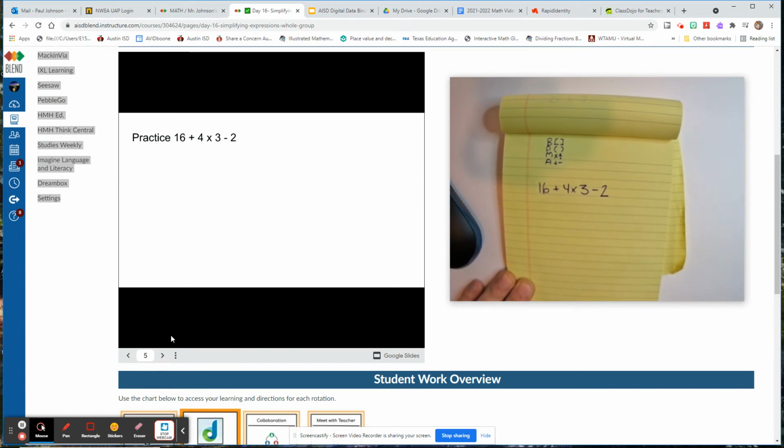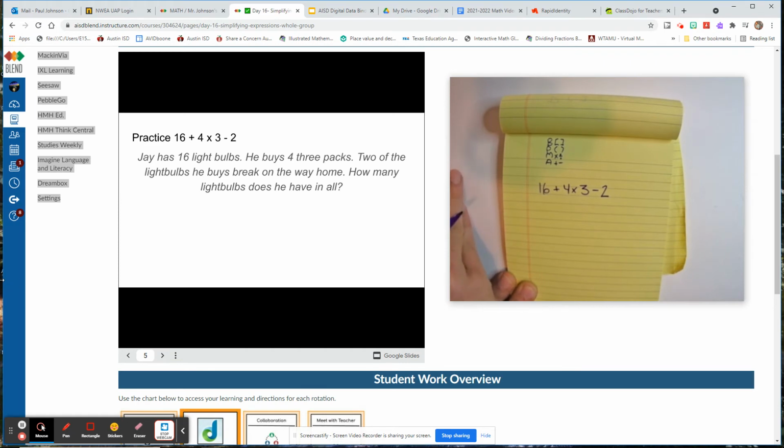But check this out. Because of the order of operations, you could make a long multi-step word problem work with one expression. So look at this, for instance. It says Jay has 16 light bulbs. He buys 4 3-packs. 2 of the light bulbs he buys break on the way home. I must have fallen, poor Jay. How many light bulbs does he have in all? All right, so he started with 16. All right. And then he buys 4 3-packs. And then 2 of the light bulbs he buys break on the way home.